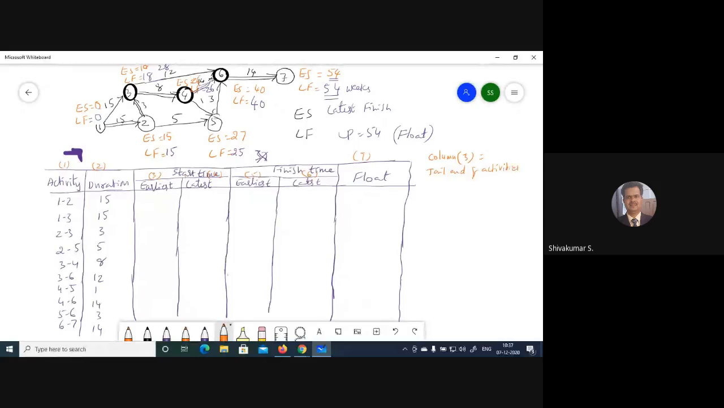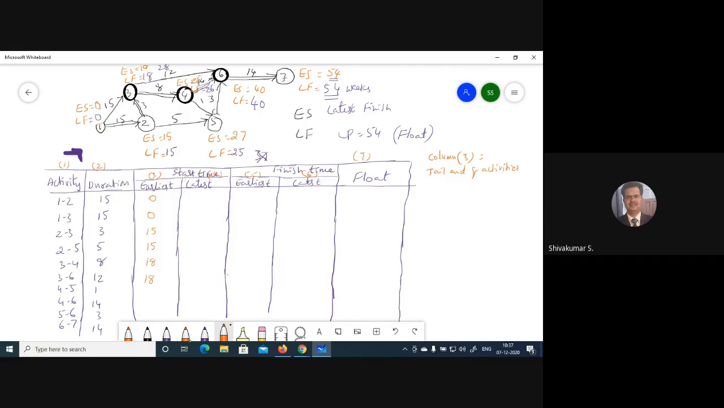Let us see now, what is the tail end here? 1 to 2. The tail end is this one. What is the value here? That is a 0. Next, 1 to 3. The tail end is 0. Next, 2 to 3. The tail end is 15. I'm talking about the earliest start time. Next, 2 to 5. The tail end is 15. Okay. Next, 3 to 4. The tail end is this one, so 18. 3 to 6. The tail end is this one, so 18.